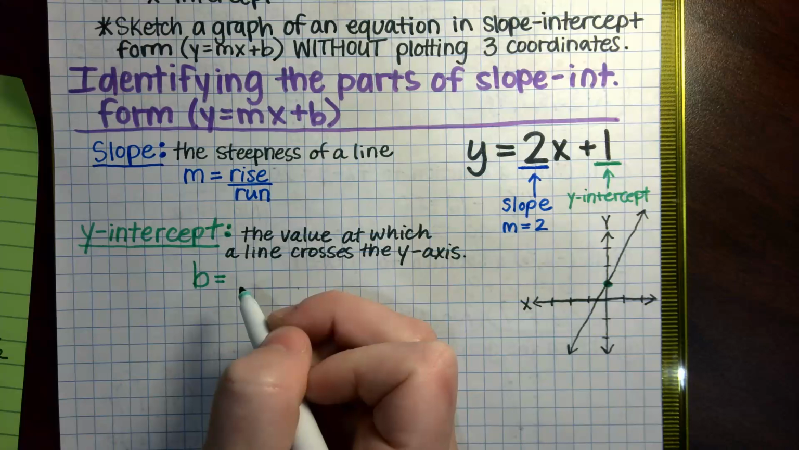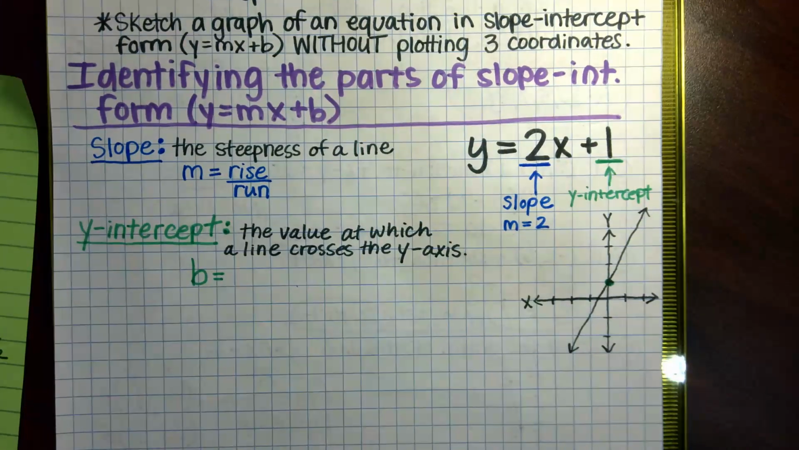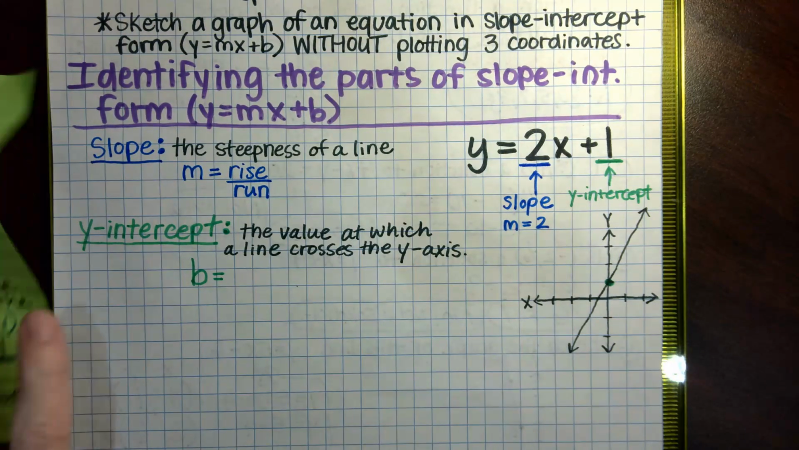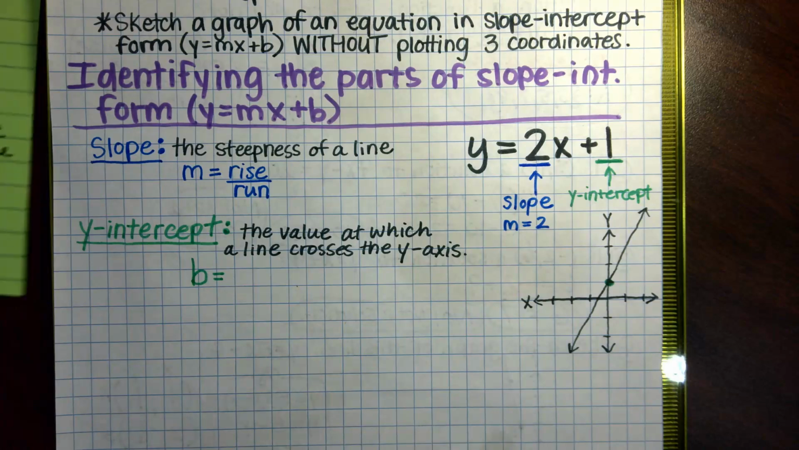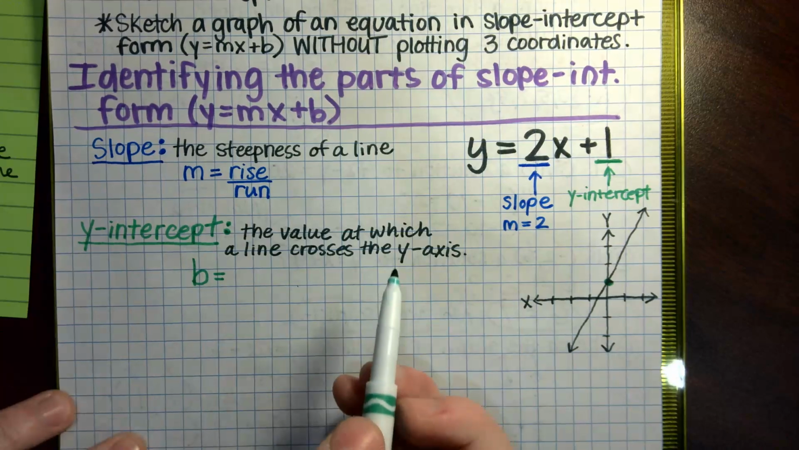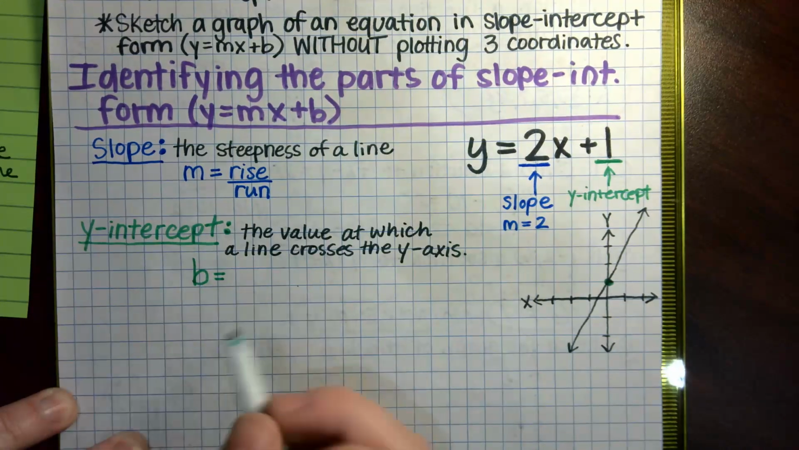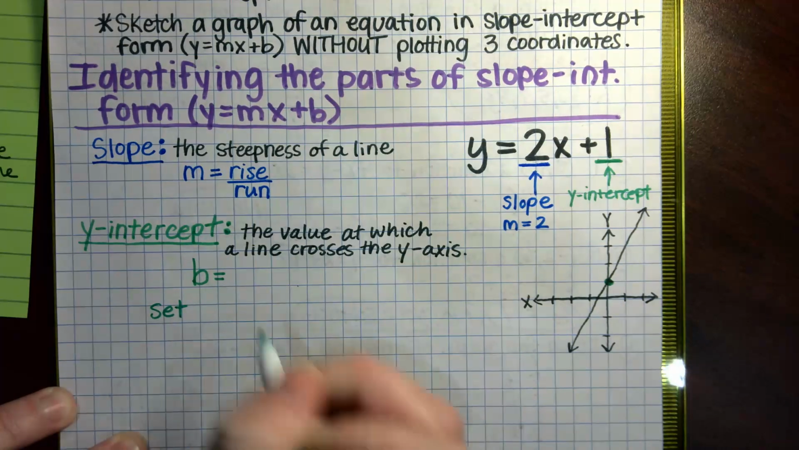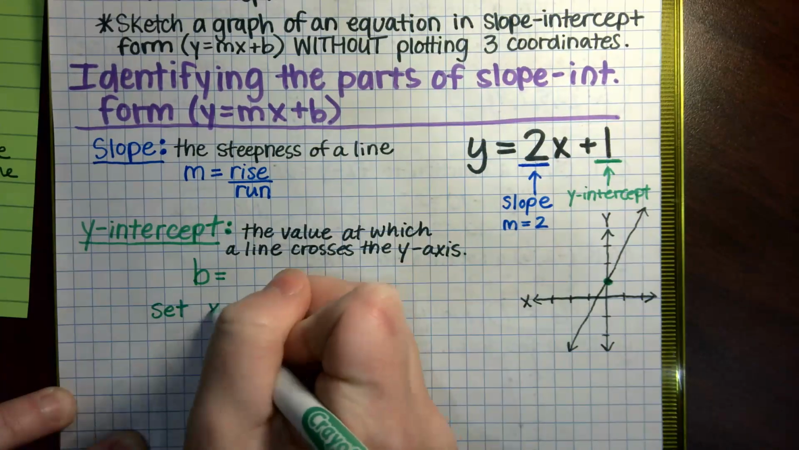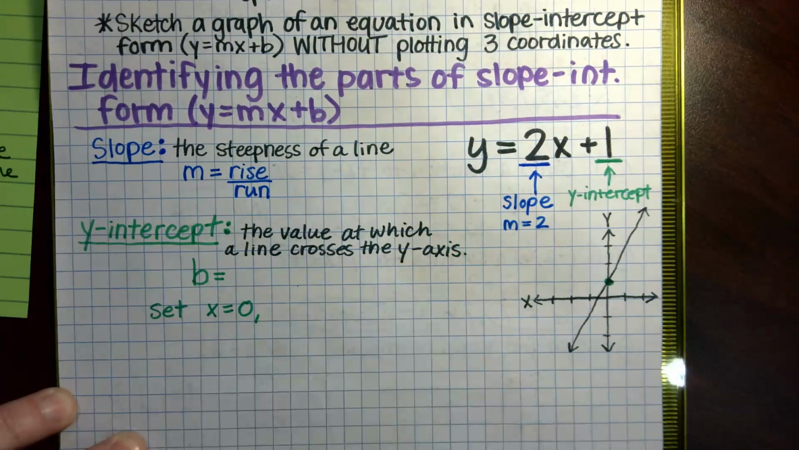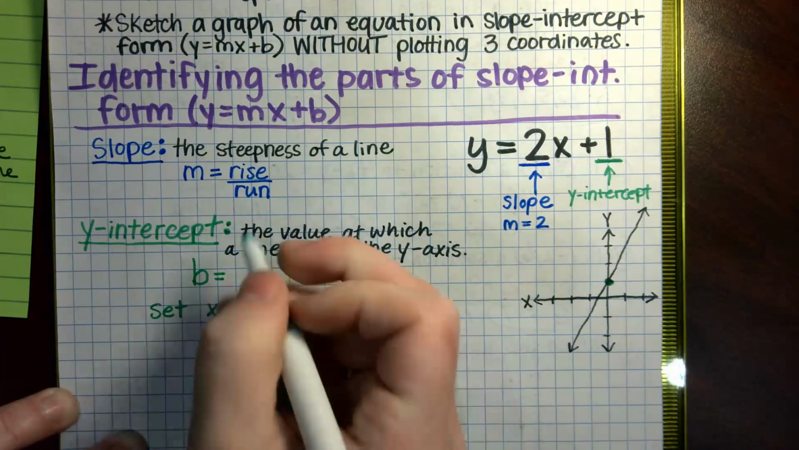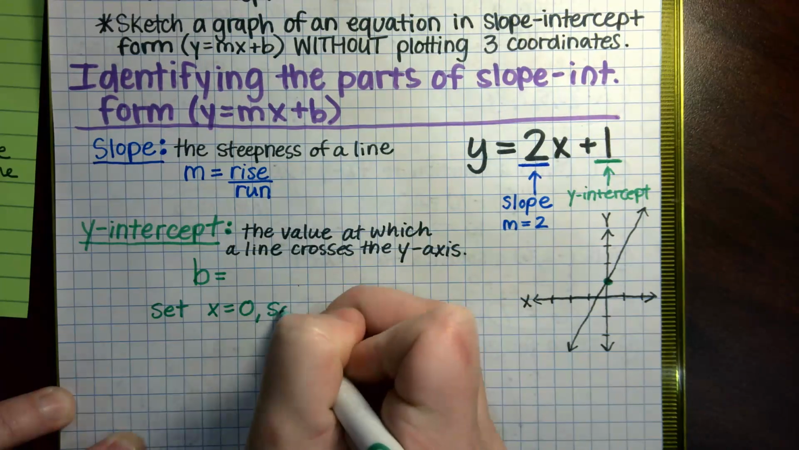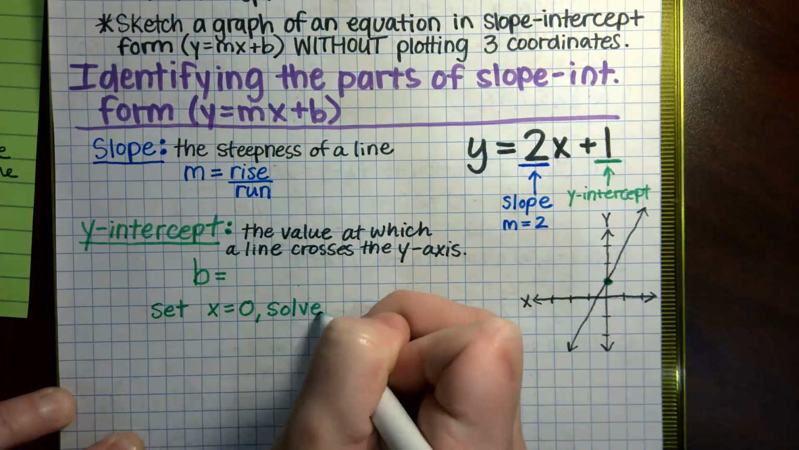You know what, Dream? Forget everything I just said. I have the answer. When you want to find the y-intercept, what you can do is set x equals 0, and then you're solving for y. Let me show you why that makes sense and what that means.